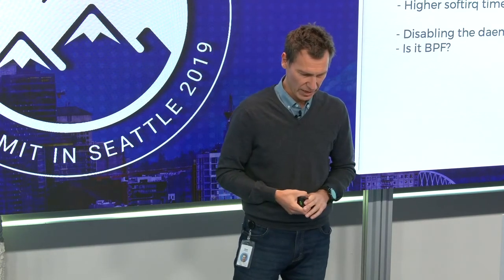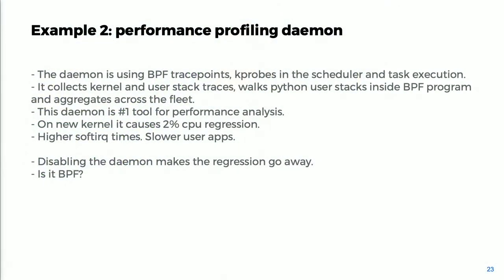Another interesting example, again when we were rolling out 5.2: we have a daemon that's doing all of the performance analysis for the fleet. It's also BPF based. It's collecting user stack traces and kernel stack traces, aggregating them, doing symbolization of kernel symbols and user space symbols, and sending them to the data center for cloud analysis, aggregation, and so on and so forth. It was the last one. While we were narrowing down what was causing this 2% CPU regression, it was the last one that we hadn't turned off yet, because it's the one that's collecting all the performance metrics.